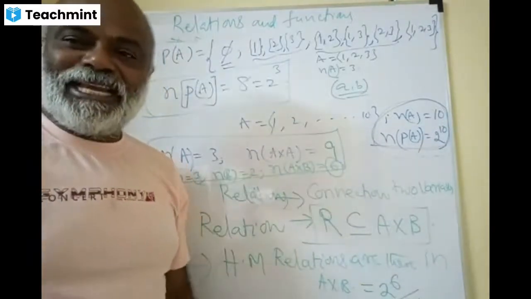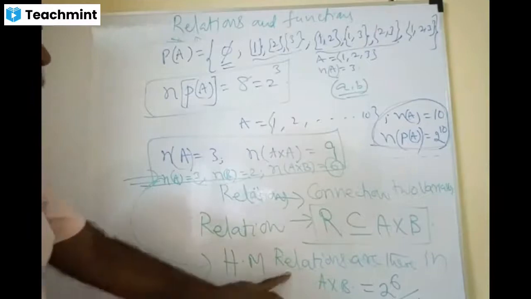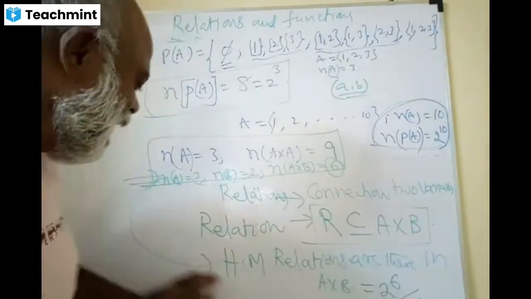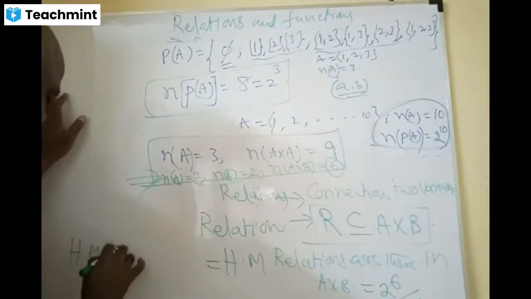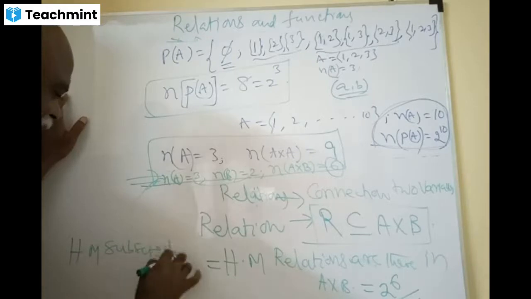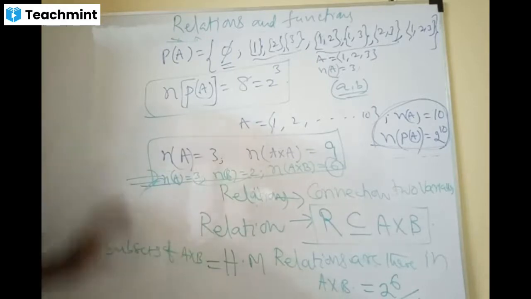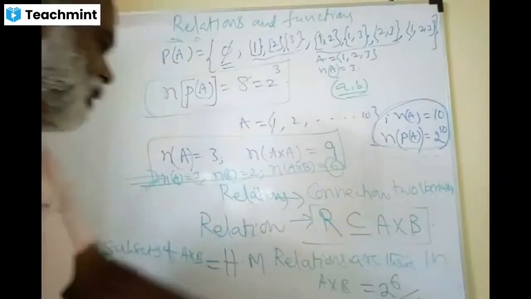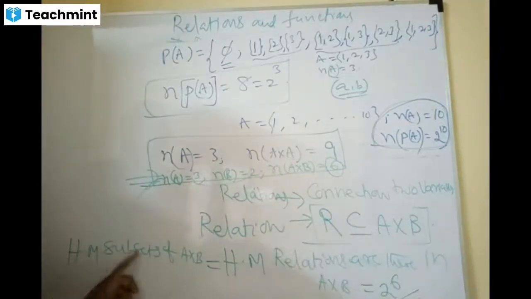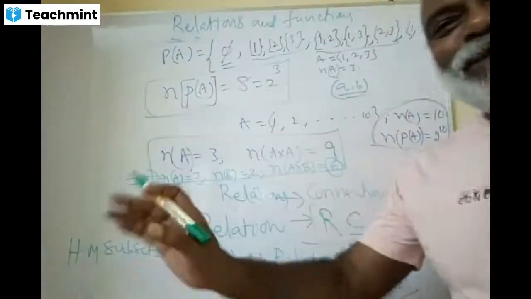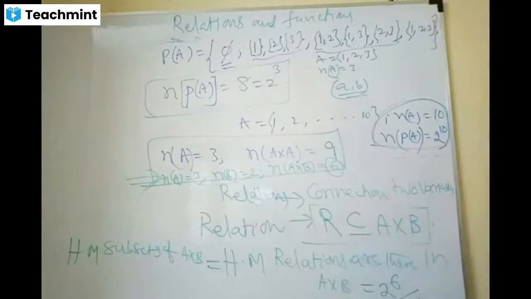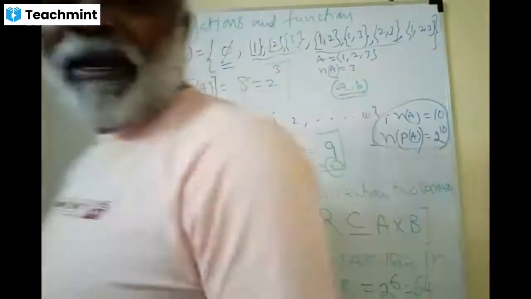Understand this now. Is it clear now? How many relations are there in A cross B can be reworded as how many subsets of A cross B. Do you agree now, Arpit? Yes, sir. The number of subsets of A cross B is nothing but the number of relations, 2 power 6. 64 relations can be made. Wow, 64 relations can be made.